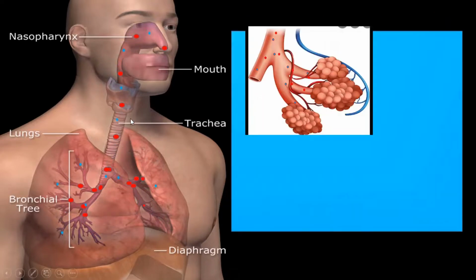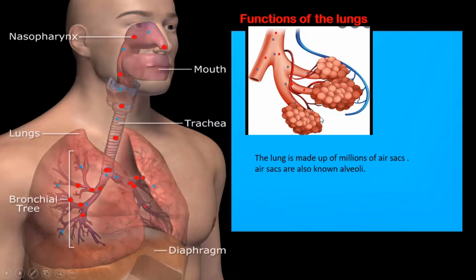What happens when the air gets into the bronchus? Now the trachea branches into bronchus, and in plural we have said bronchi, then further into bronchioles. What really happens? Air gets into the air sacs, or the alveoli. The lung is made up of millions of air sacs, also known as alveoli. In this place, exchange of gases takes place.